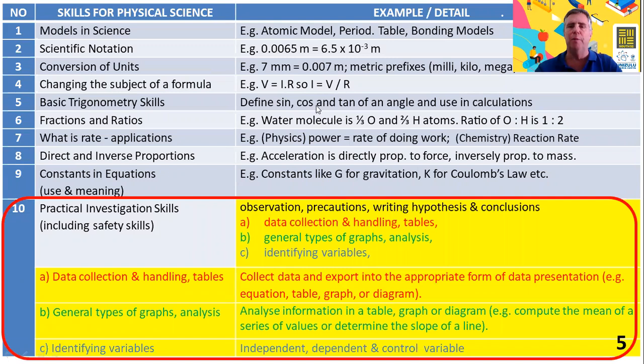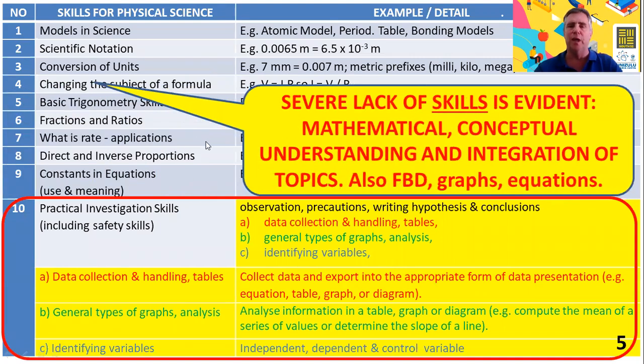And then finally, at the bottom of page 5, just a reminder about the skills. Now, these were covered extensively in the last video, but just a reminder that the examiner mentioned a severe lack of skills, especially graphs. And skill number 10, practical investigation skills. You will see that data collection is obviously what you use to draw your graph. B, general types of graphs and analysis. And C, identifying variables, independent, dependent, and control.